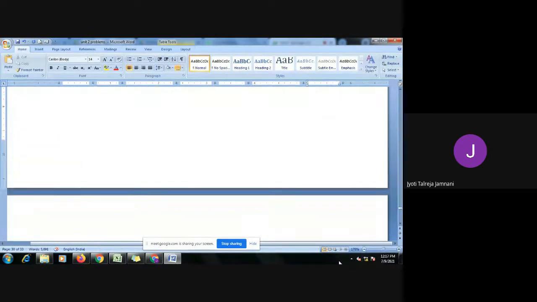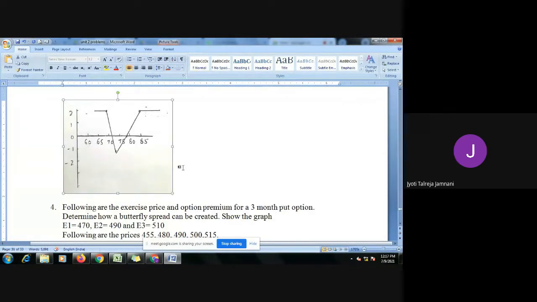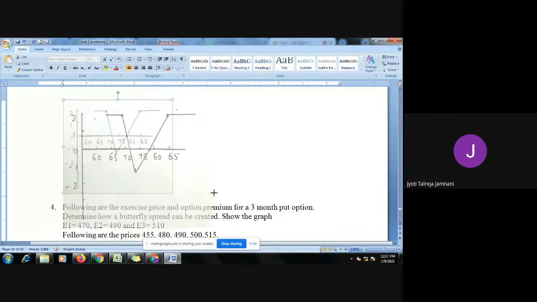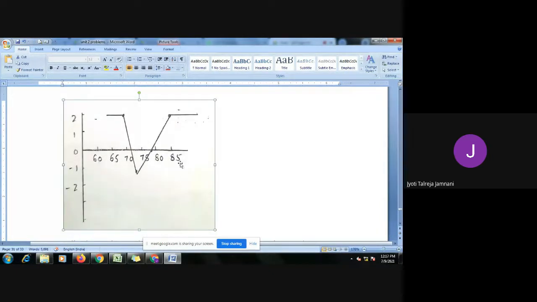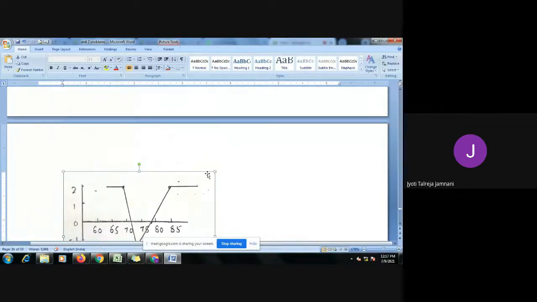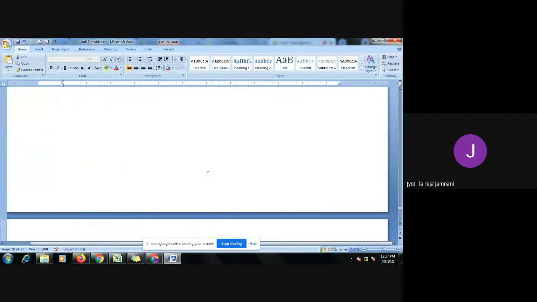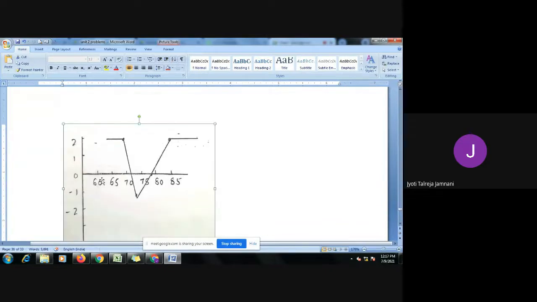Here below, I have a graph for it. From 60 to 85 with a gap of 5, I have taken the prices. Maximum gain is 2 rupees, so positive side 0, 1, 2 and negative side minus 1, minus 2. At the price of 68, I have a gain of 2 rupees. You can see here at 68, in between 65 to 70, I have drawn a dot, which is a gain of 2 rupees.